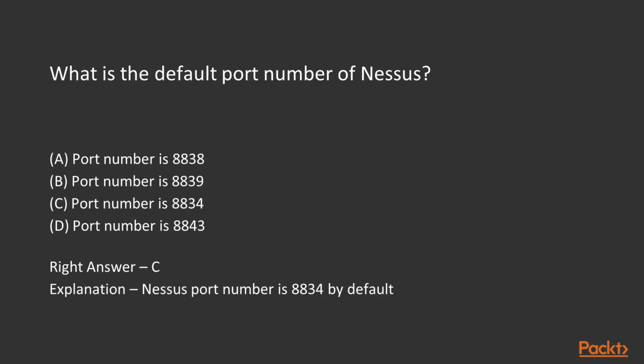What is the default port number of Nessus? So Nessus is basically network vulnerability scanner that we have already installed, and we have performed network scanning inside Nessus. So this is just for a reminder that Nessus actually works on port number 8834, right? So C is the right answer. You just need to remind again and again that Nessus actually works on 8834. There is no logic behind it. Nessus port number 8834 by default.